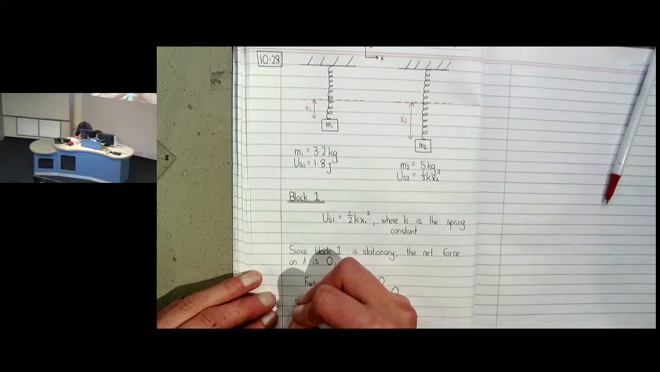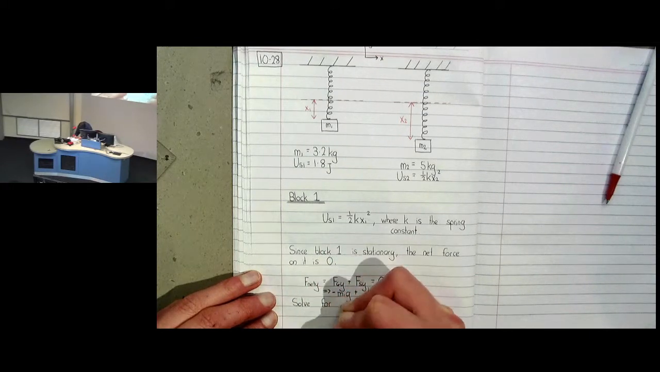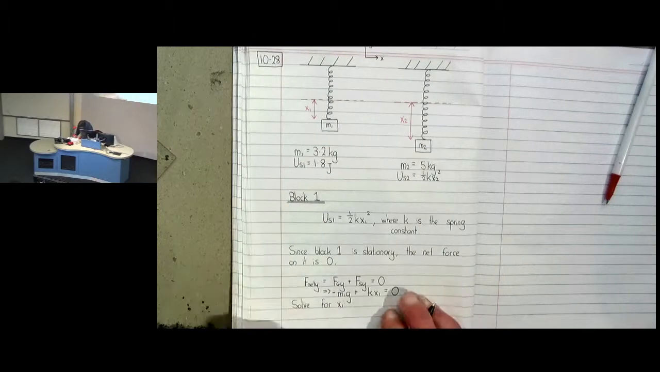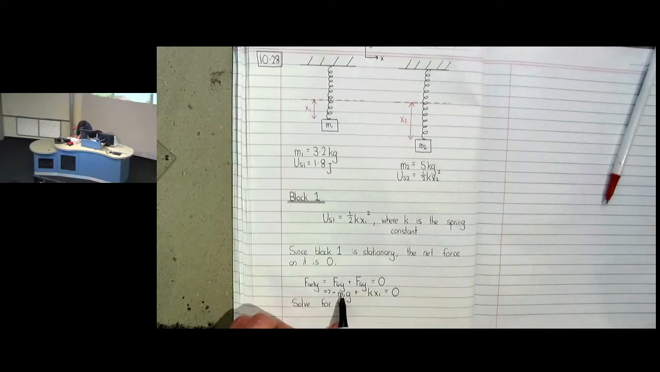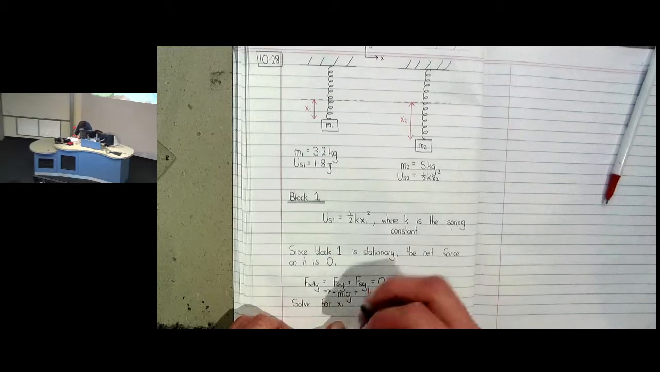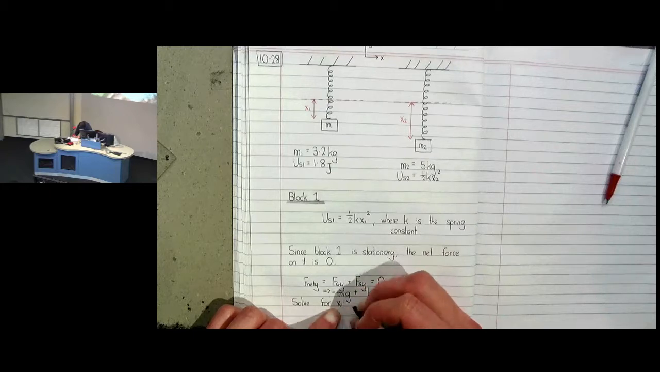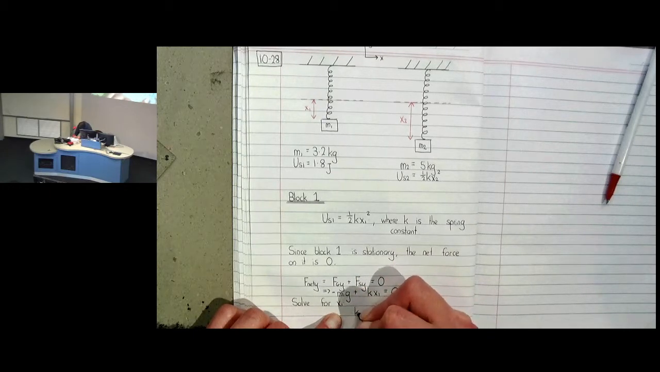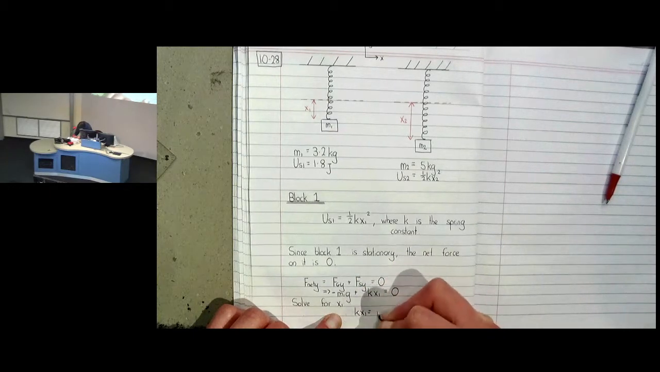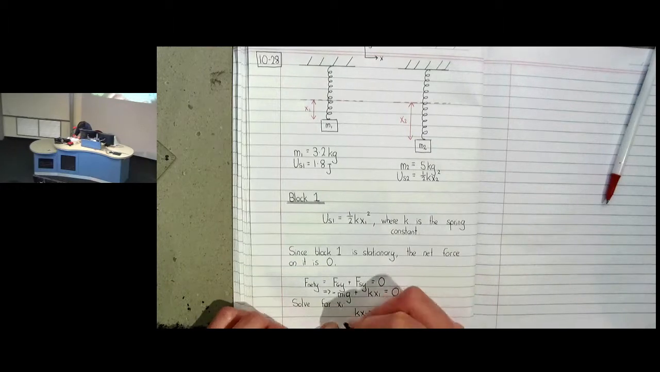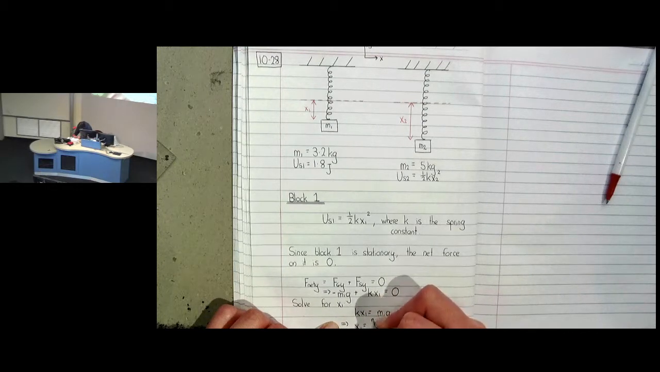So we can say solve for x1. So to solve for x1, let's add m1g to both sides of this equation. So we're going to have, doing that, we get that k times x1 is going to be m1 times g. And then if we just divide both sides by the spring constant, we get that x1 is m1g divided by k.